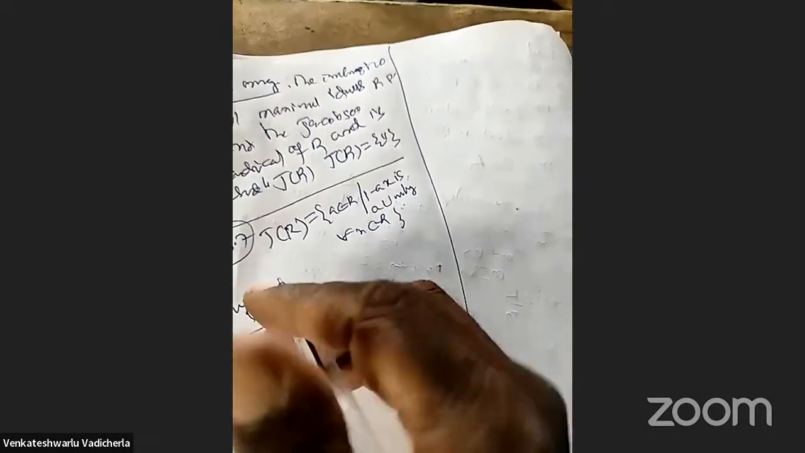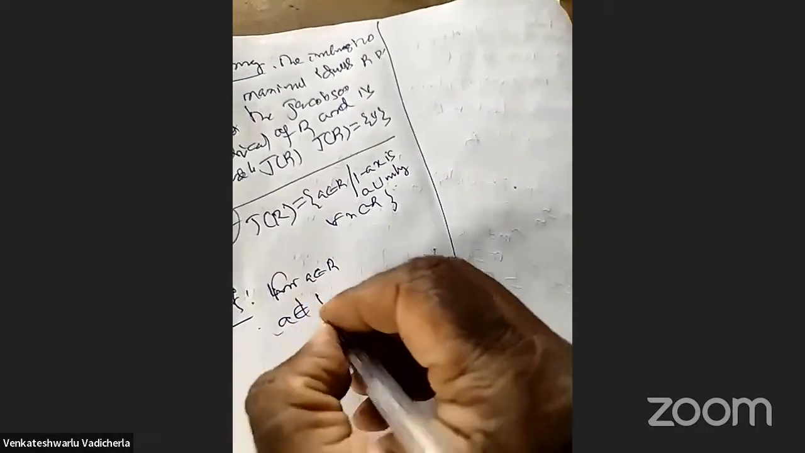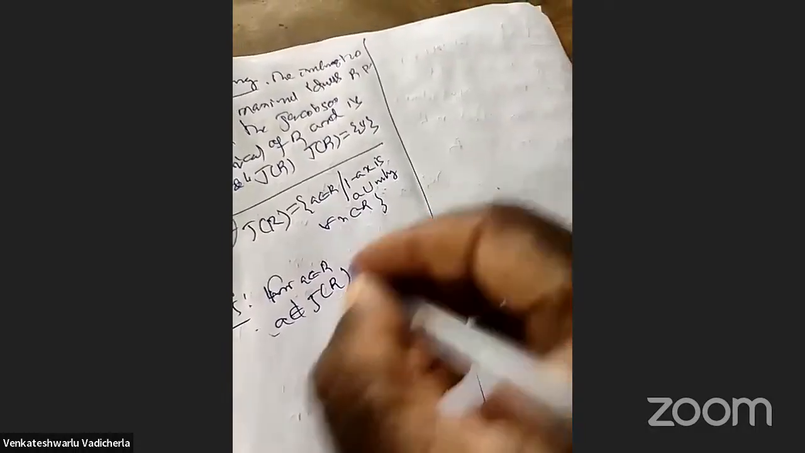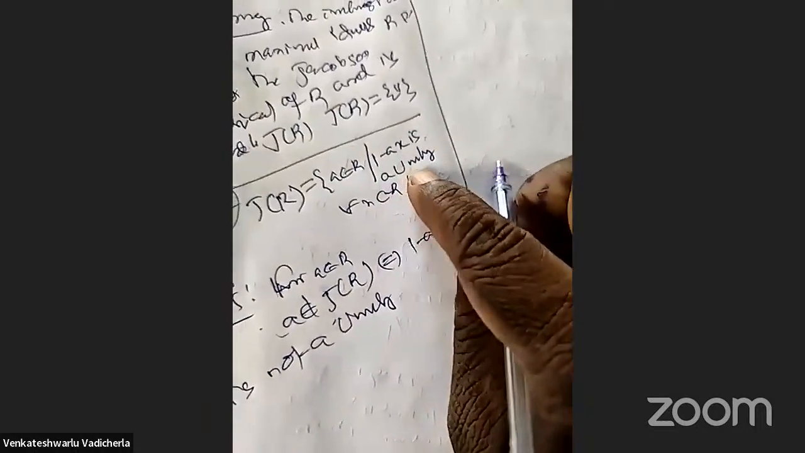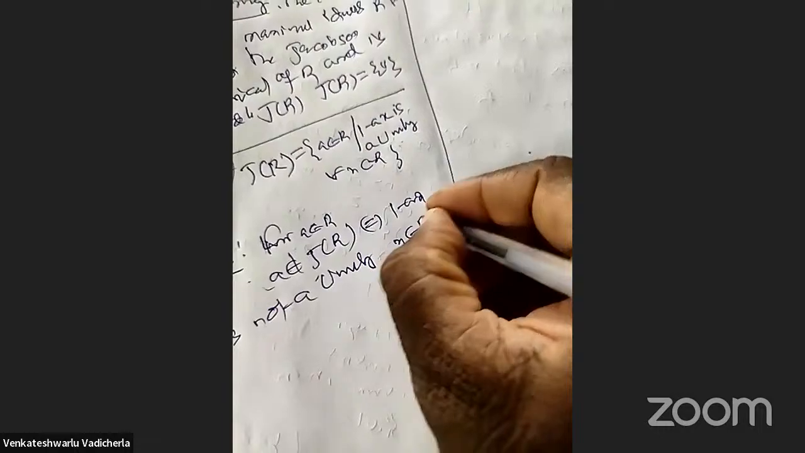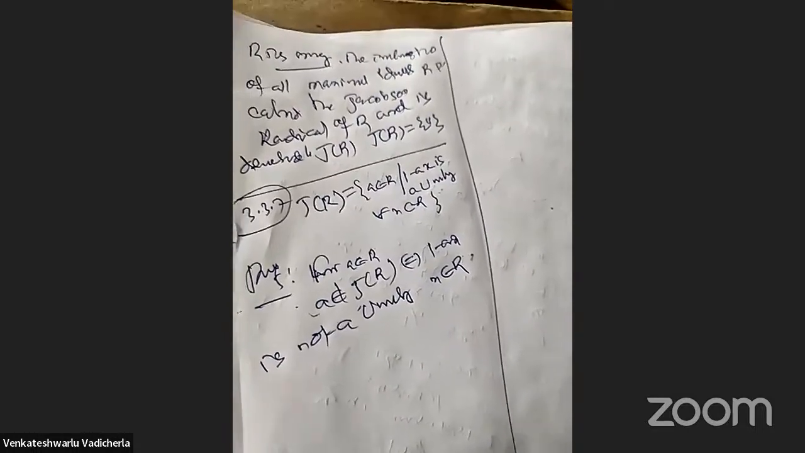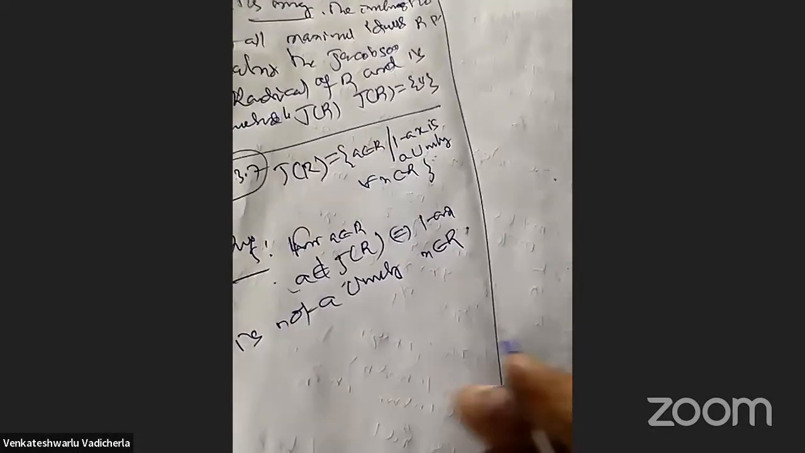So this is the proof. It is enough to show that for any a belongs to R, a does not belong to the Jacobson radical of R if and only if 1 minus ax is not a unit for some x belongs to R. According to the definition of the Jacobson radical, 1 minus ax must be a unit. So 1 minus ax is not a unit for some x belongs to R.